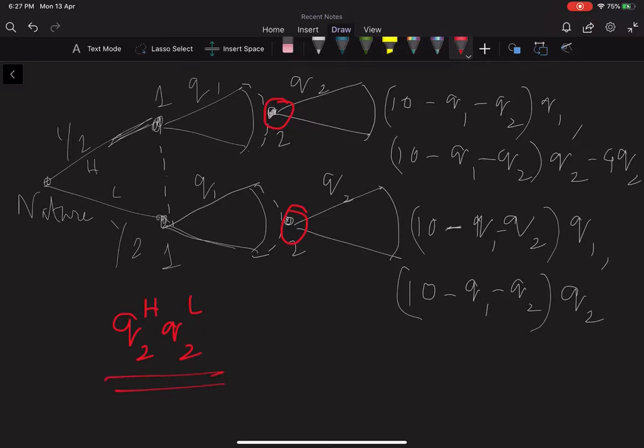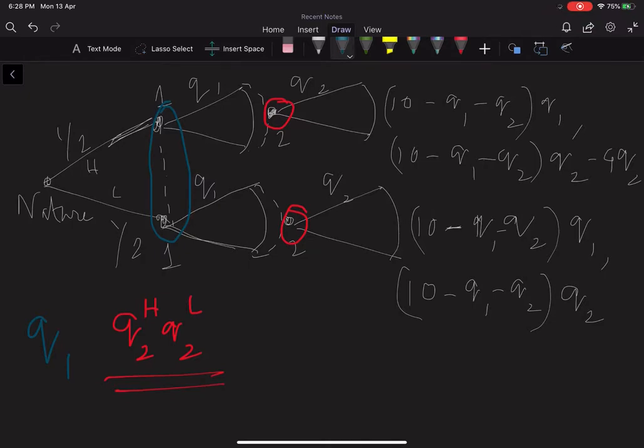Firm 1, on the other hand, has only one information set. So firm 1 will choose Q1, right, for its information set. It will only just say how much it wants to produce, because it doesn't observe firm 2's cost type. Okay.